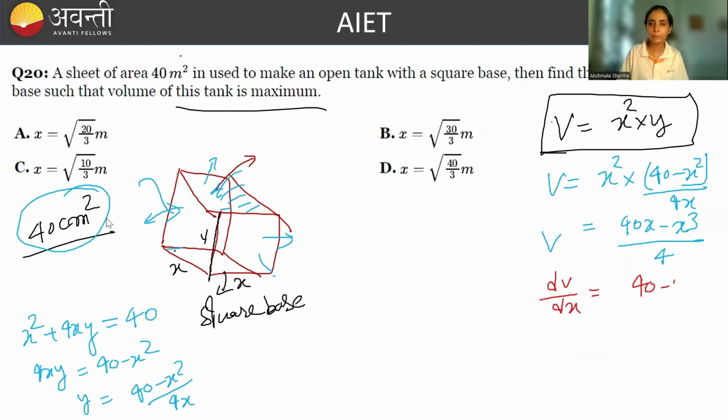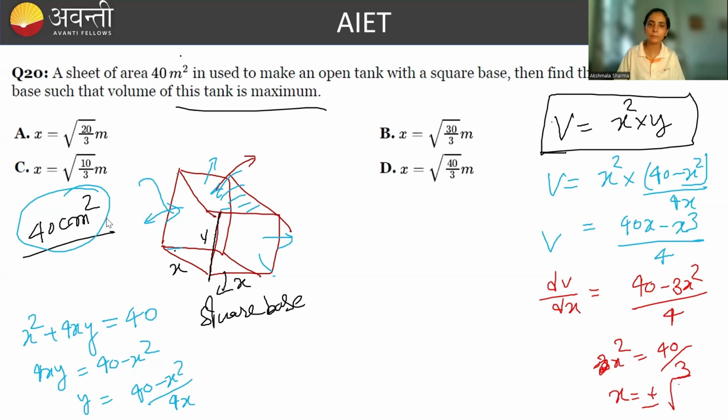So this is 40 minus 3x square by 4. So 3x square is equal to how much? 40 by 3. Sorry, yes, x square is 40 by 3. What will be the value of x? Plus minus root of 40 by 3. Here we are interested in the positive value only, because there is no significance of a negative value. So x is root of 40 by 3. And no other value of x is coming, so we don't need to do the second checkup.